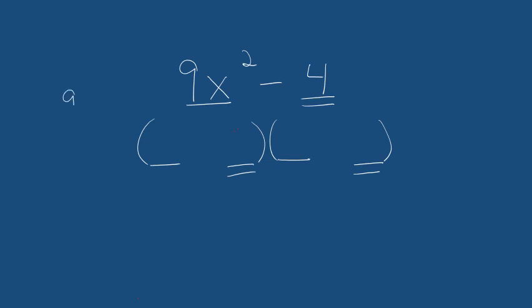So I know 9 can be either 1 times 9 or 3 times 3. And the 4 can be either 1 times 4 or 2 times 2. I'm noticing those special factors, the 3 and 3 and the 2 and the 2.